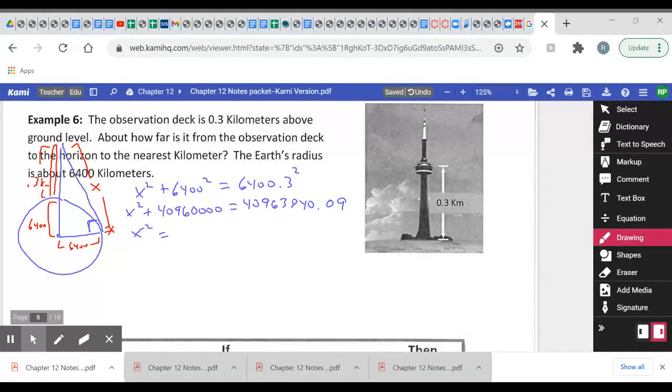Okay, if I'm trying to get x squared by itself, then when I subtract 4096.0000 from both sides, I end up with 3840.09. And then when I take the square root of both sides, I am left with, since it says to the nearest kilometer, 62 kilometers. Okay, that is my length from my observation deck to the horizon. Again, it may not be drawn exactly to scale when you're looking at this, but that's the idea of it.